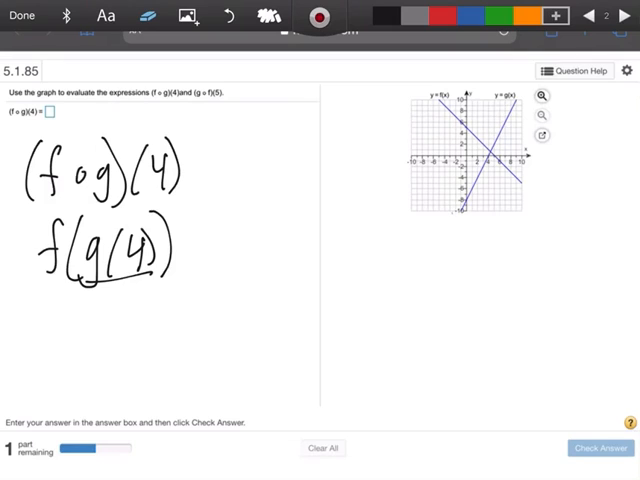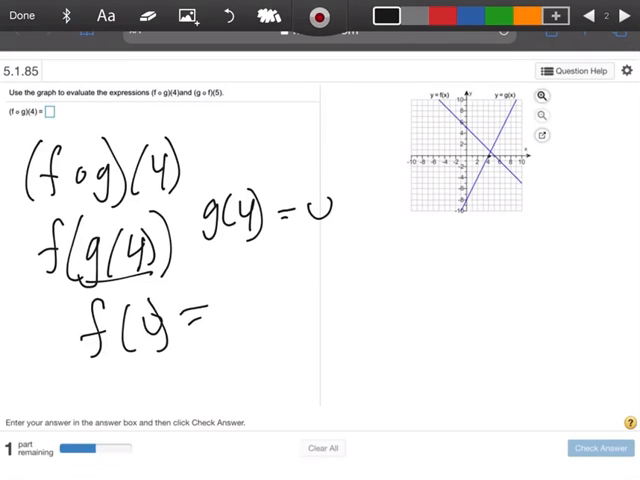Okay, so let me just clean that up. Okay, what does that mean I'm trying to find? When I'm trying to find g of 4, I'm going to go to the x-axis when x is equal to 4. And what's the value of g? The value of g is 0. So now I'm going to find f of 0.